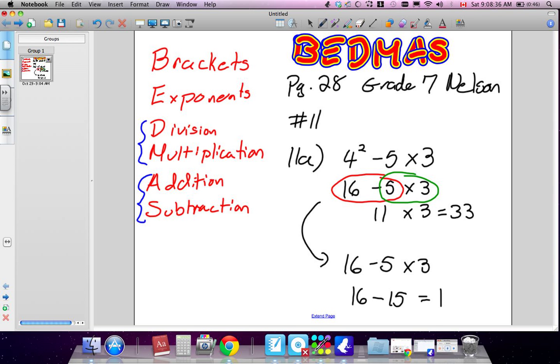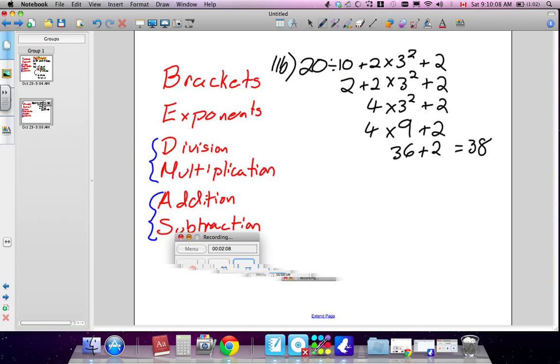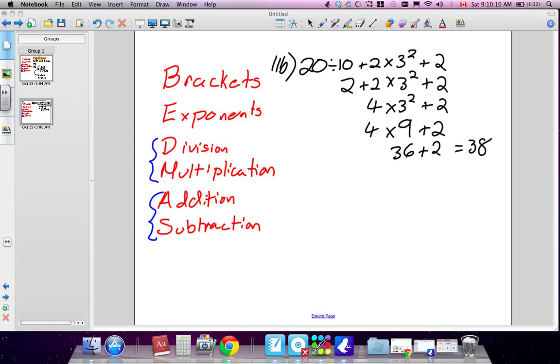Okay, question 11b. Let's go through our BEDMAS again. Always go through the order of operations. So brackets. Do we have any brackets in this question? No. Do we have any exponents? Yeah. Did they solve the exponent right off the bat? No. They made a mistake right off the bat. They did division first.